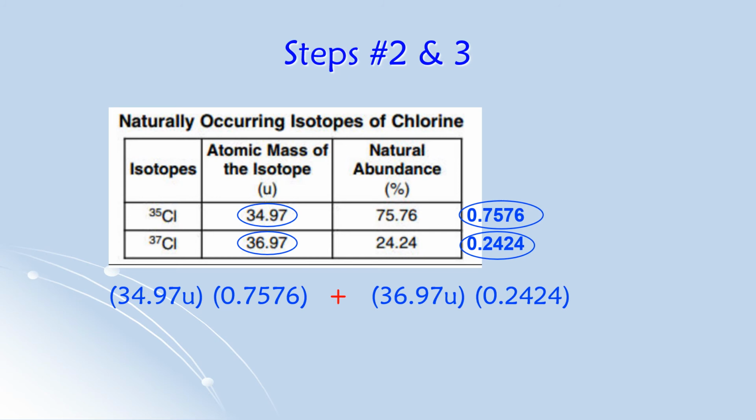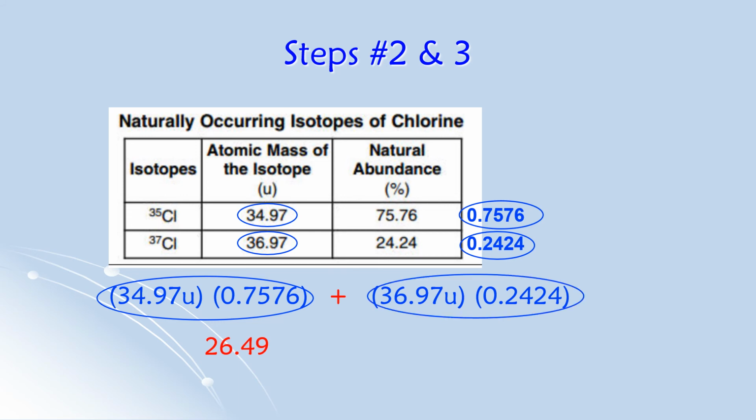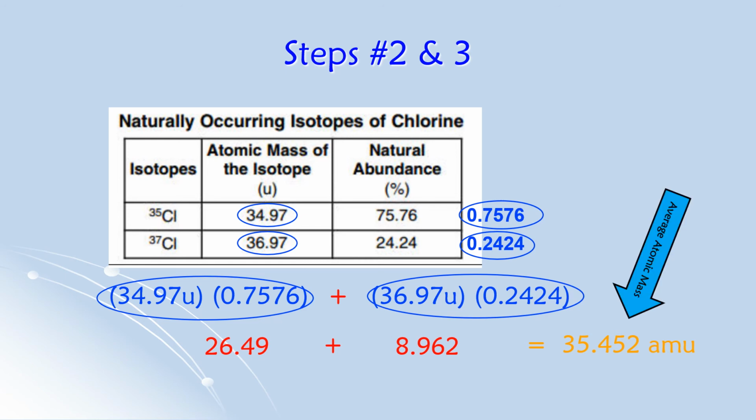Now, do not just go ahead and plug in all of this just like that in your calculator because you will have to take care of the brackets. So make sure to break this down in steps, okay? So let's do this multiplication first. This is the answer that I get. Then do that multiplication first. This is the answer that we get. And then we can go ahead and add our answers. So we get 35.452 atomic mass units, which is the average atomic mass for chlorine.